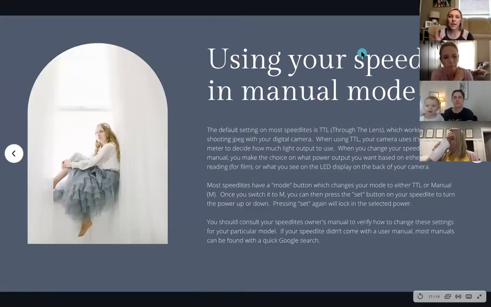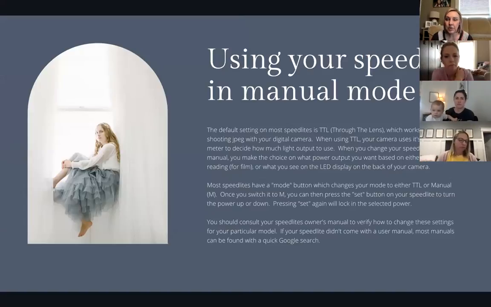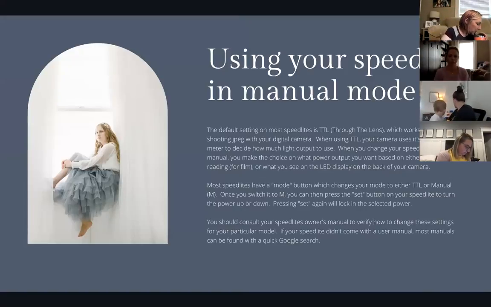So I want to talk a little bit about how to use your Speedlight in manual mode. I see a lot of people that use their Speedlights in TTL, which is the default setting on most Speedlights. TTL, which means through the lens, works a bit like shooting JPEG with your digital camera versus shooting RAW. Excuse me.